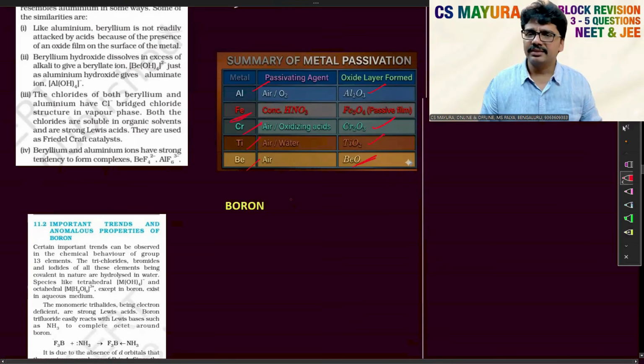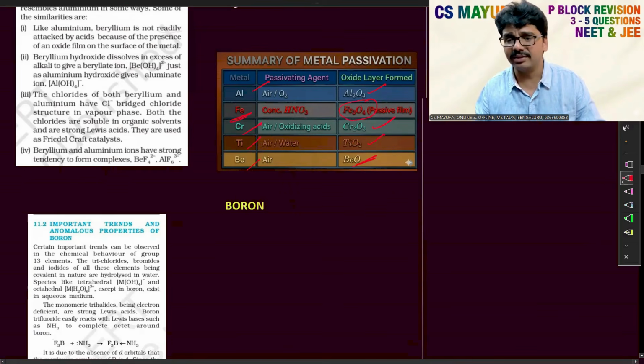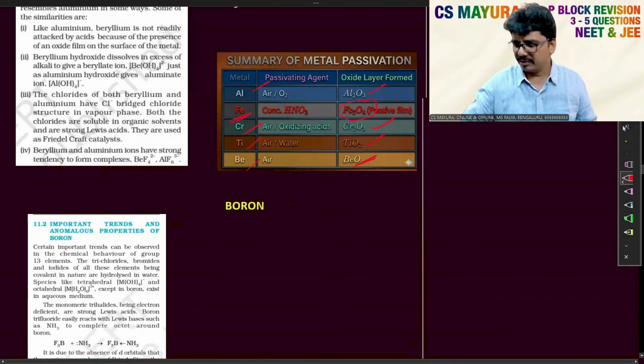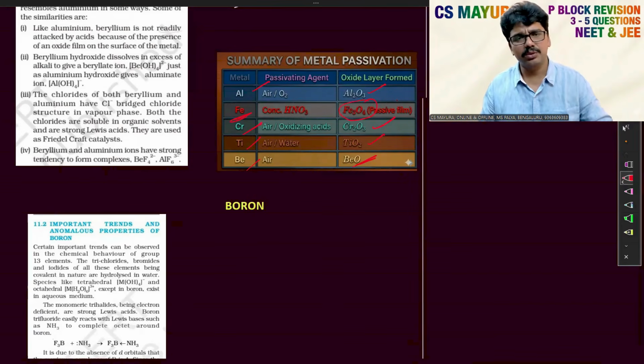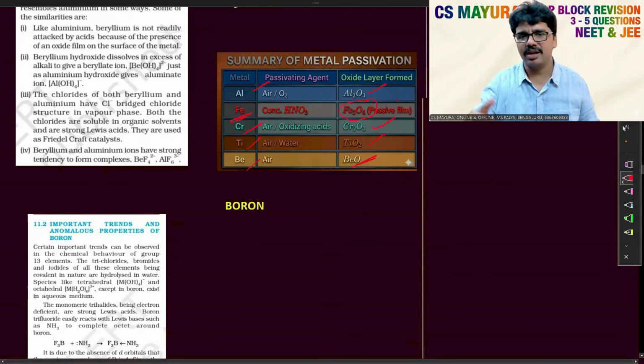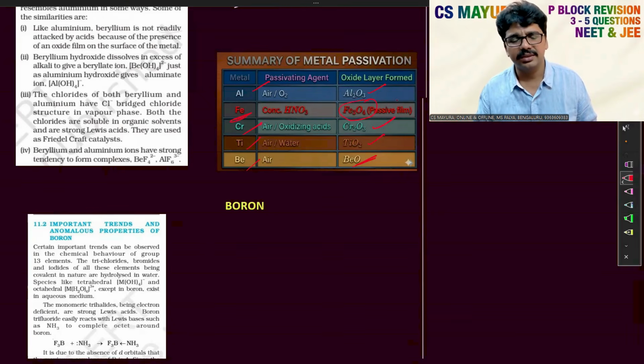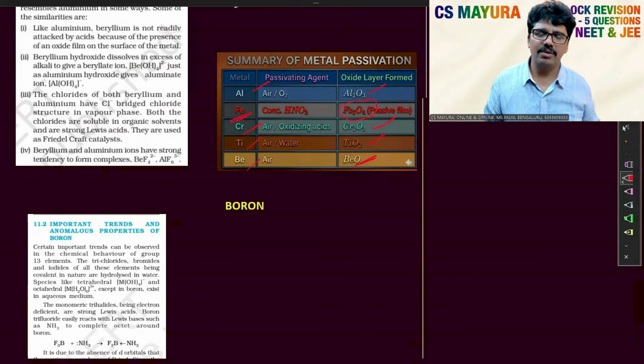So when iron is treated with concentrated HNO3, Fe3O4 is formed, a passive oxide layer. But here one question is, sir, aluminum does not get rust due to protective oxide film. Chromium, titanium, beryllium are also not affected by acids, or by air, or by any other oxidizing agents at normal conditions because they form a protective film.